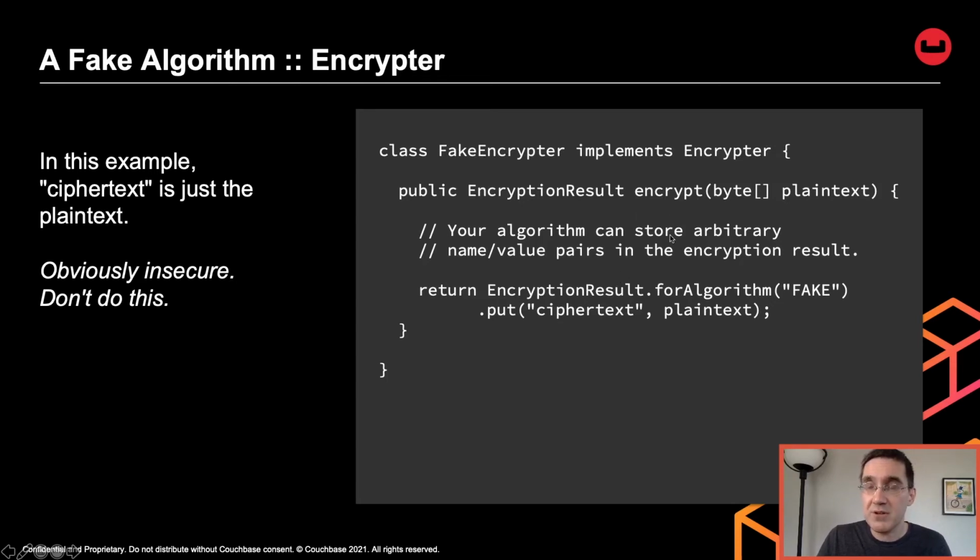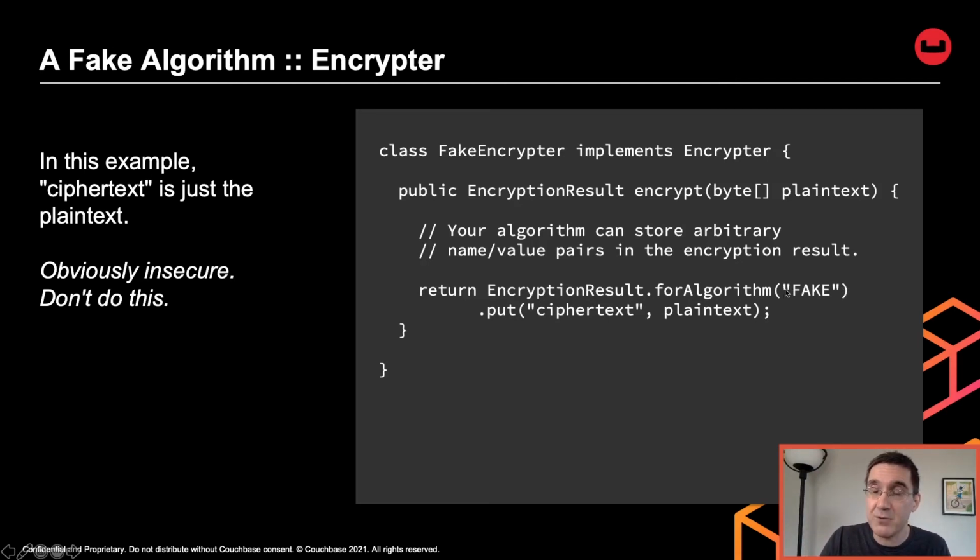Your encryptor can store arbitrary name-value pairs in an encryption result. An encryption result is basically a map of arbitrary properties. The encryptor puts properties into the result, and then the decryptor pulls them out and uses them to decrypt the message. This is important here.